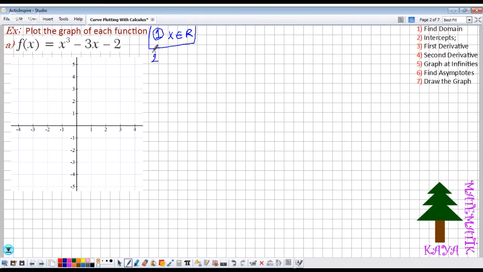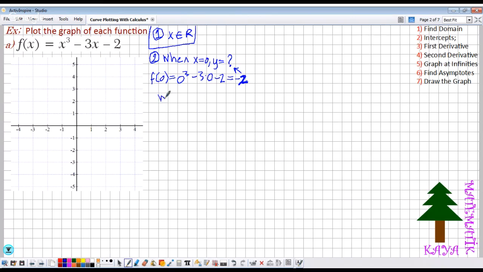So then the second step, find the intercepts. When x is equal to 0, what is the y value? Simply replace x with 0 in the function. 0 cubed minus 3 times 0 minus 2 is equal to minus 2. So when x is equal to 0, the result is minus 2.